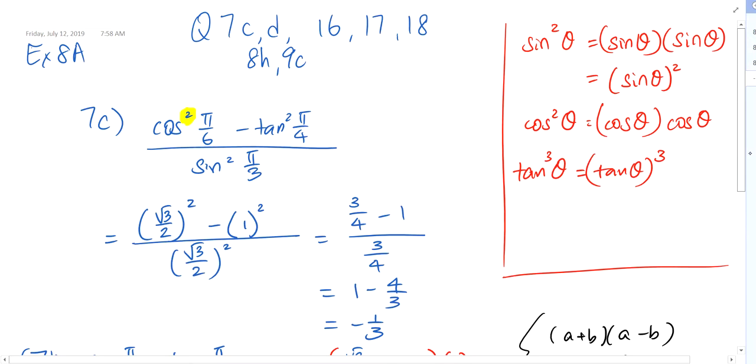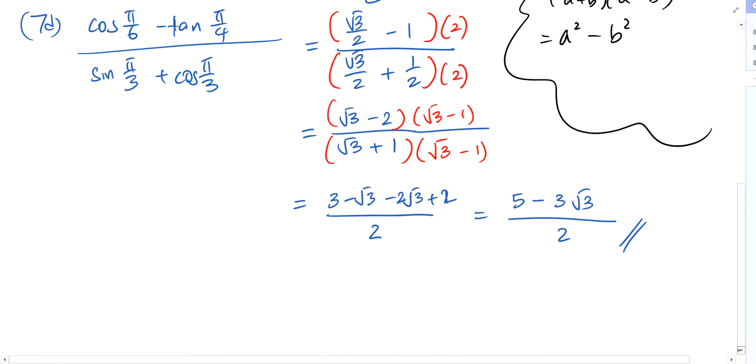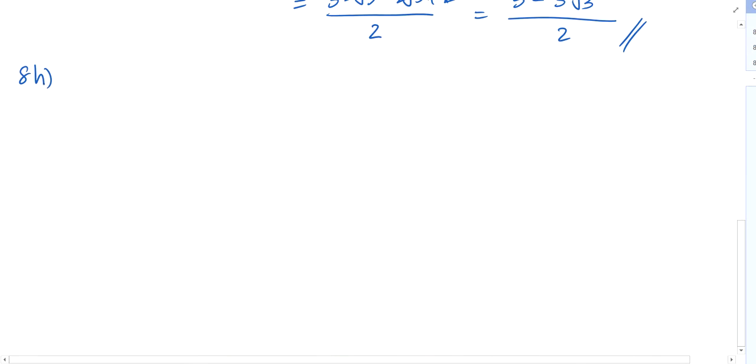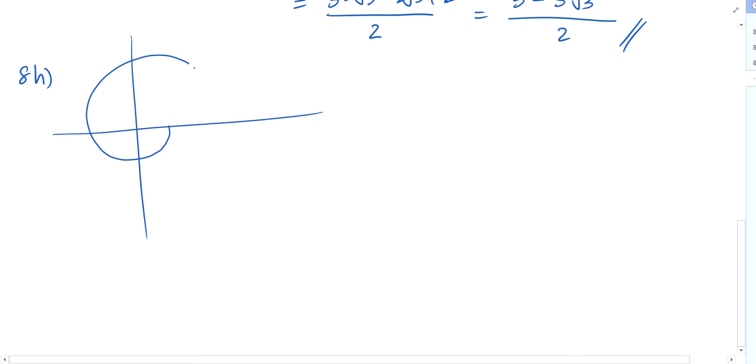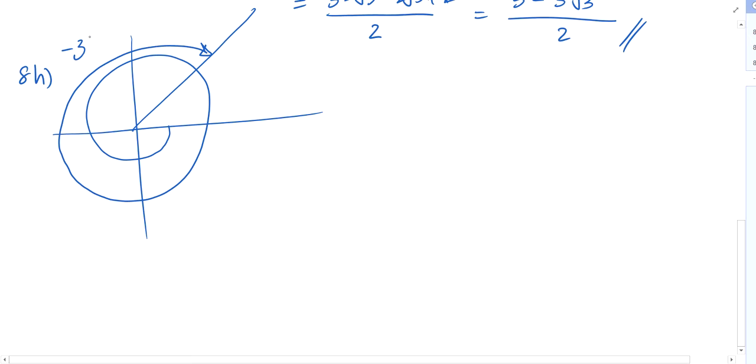Okay, next question we have is 8h. For question 8, you are supposed to find the basic angle, am I right? The diagram is as such. We go one round until here. And how much is this angle? Negative 2 over 3 pi, is that it? So the basic angle is found here, alpha. And that's what I need to find out.